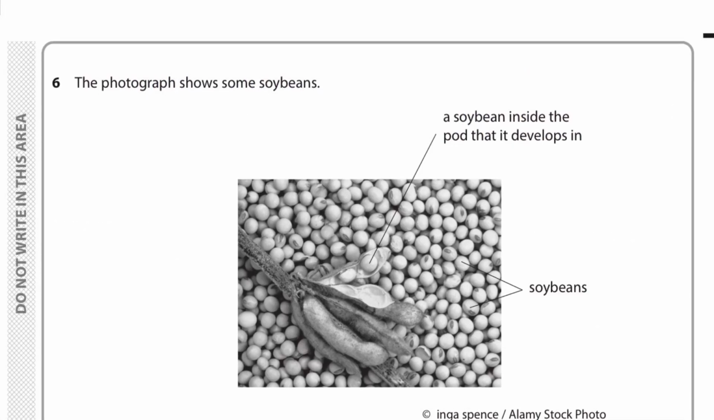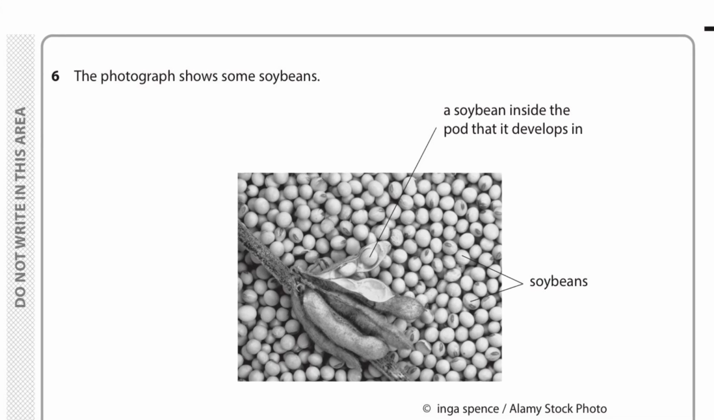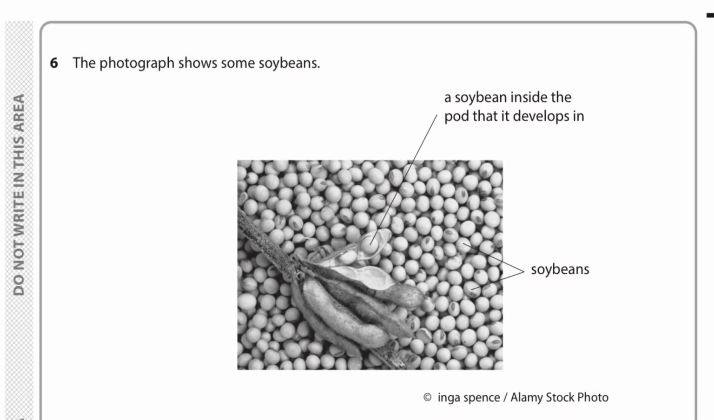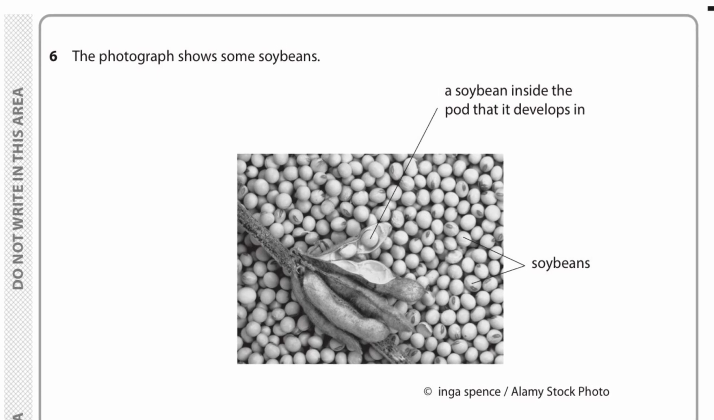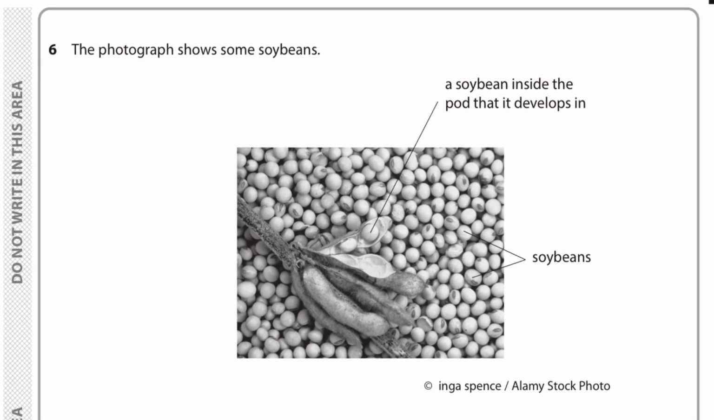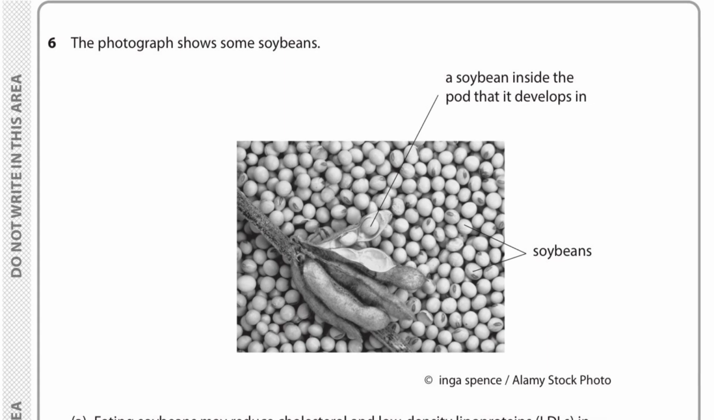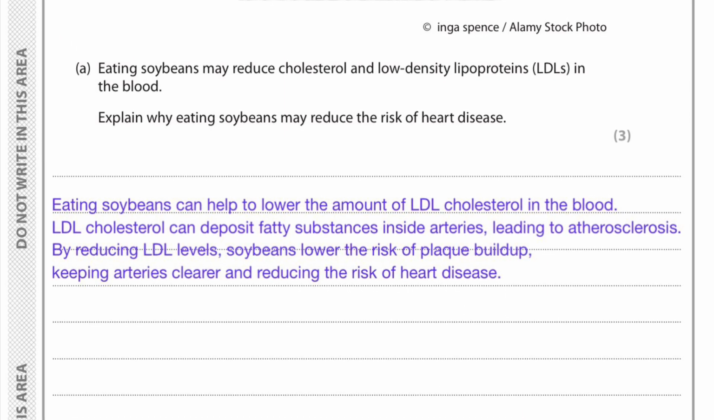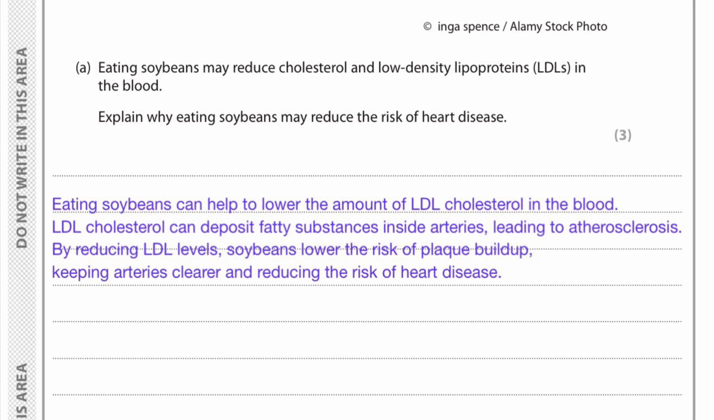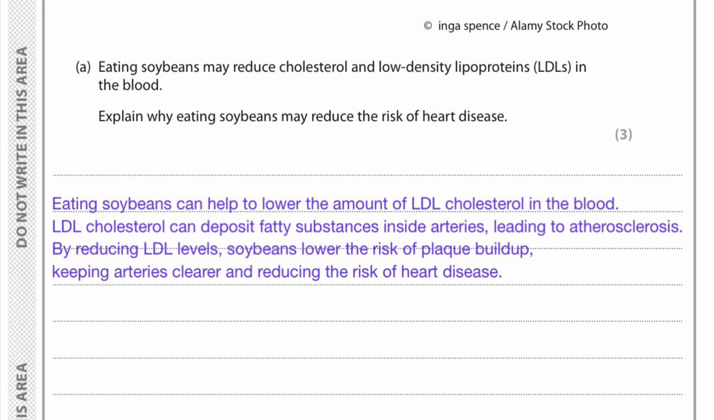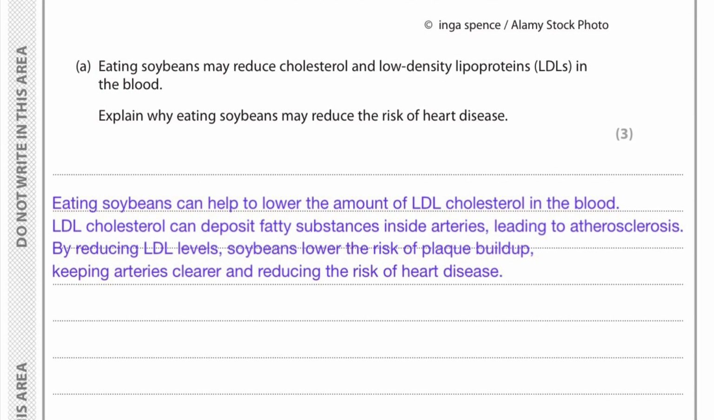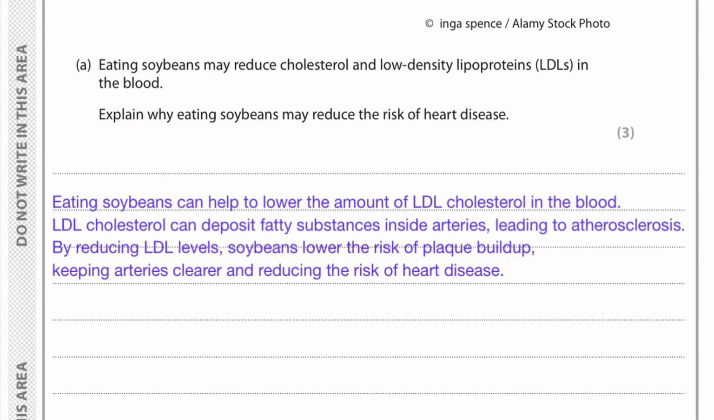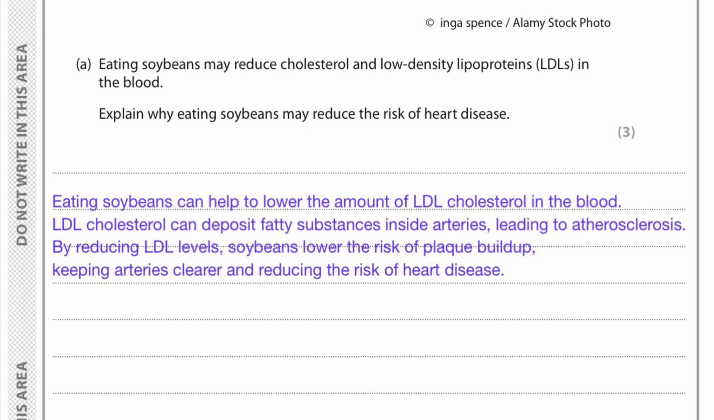In question 6, they say the photograph shows some soybeans. Here they are introducing soybeans, which are seeds inside pods. The rest of the question is about how eating soybeans might affect cholesterol levels and heart health. From the first part, eating soybeans may reduce cholesterol and LDLs in the blood. They ask, explain why eating soybeans may reduce the risk of heart disease. This part is about linking cholesterol and LDLs to heart disease and explaining how soybeans help.